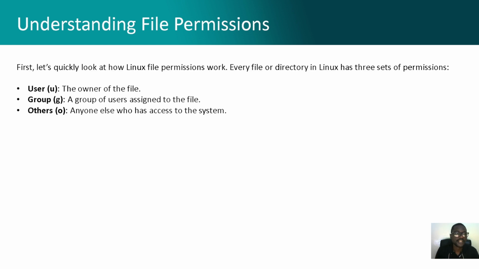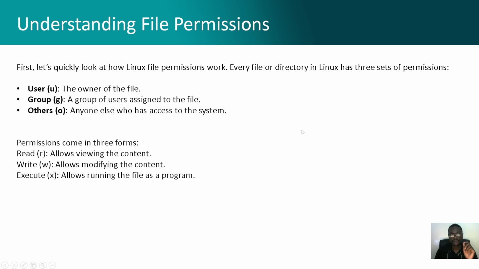Firstly, let's quickly look at how Linux permissions work. Every file or directory in Linux has three sets of permissions. The first one you're going to see is user, then group, then others, meaning if it's not that user or that group, then any other person. These can be represented by the letters U, G and O. So take note of that.